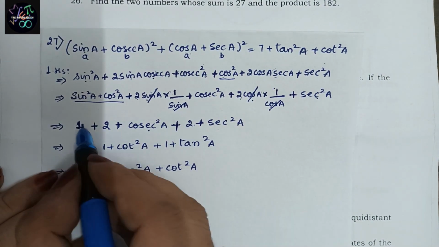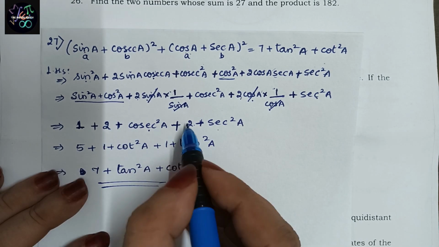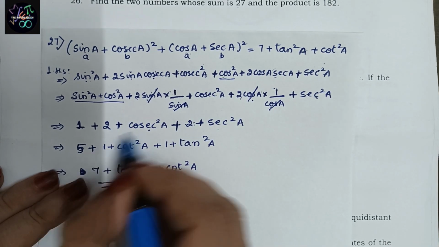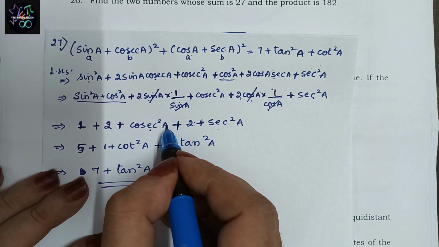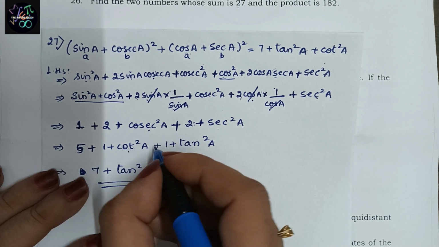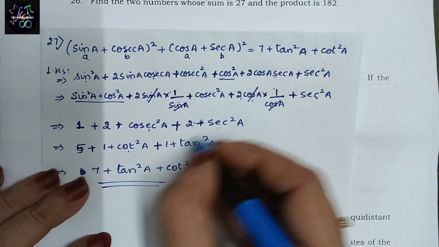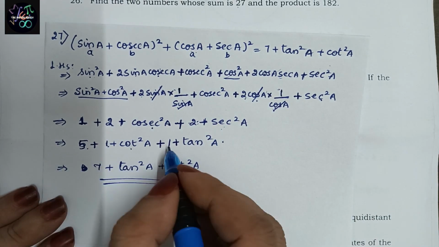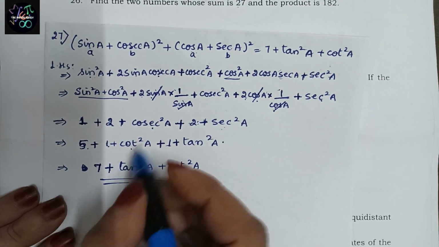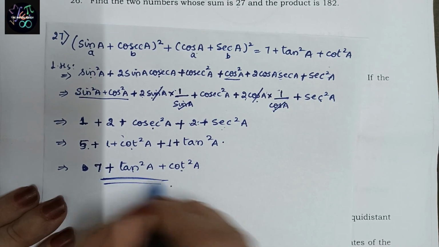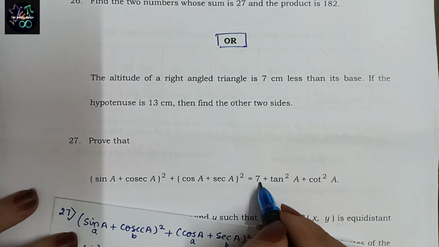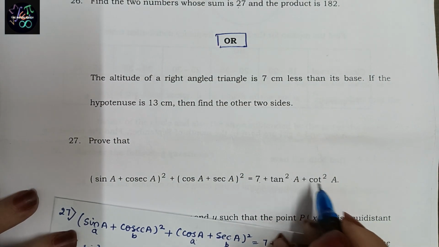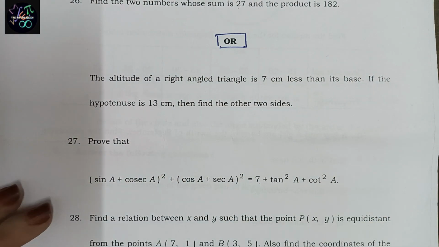Now let us count: 1, 2, 3, 4, 5. 5 plus cosec square A is nothing but, as an identity we know that, 1 plus cot square A, plus sec square A is nothing but 1 plus tan square A. Now let us count 5, 6, 7, plus tan square A, cot square A, and this only we need to prove. So we got 7 plus tan square A plus cot square A. So we completed question number 27.